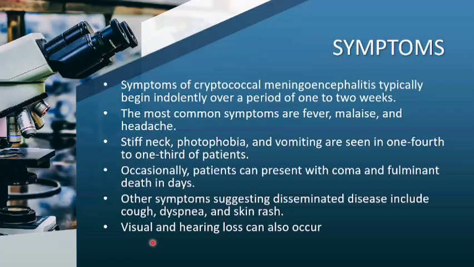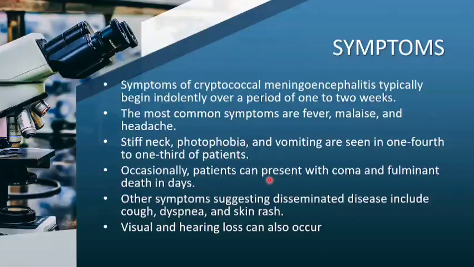So talking about the symptoms, cryptococcal meningoencephalitis typically begins indolently over a period of 1 to 2 weeks. And the most common symptoms are fever, malaise, and headache. And also there is a stiff neck, photophobia. The person doesn't want to go outside where there is light. And there's also vomiting. These are seen in a quarter to a third of the patients. Occasionally, patients can present with coma and fulminant deaths in days. So it actually kills if you don't intervene.